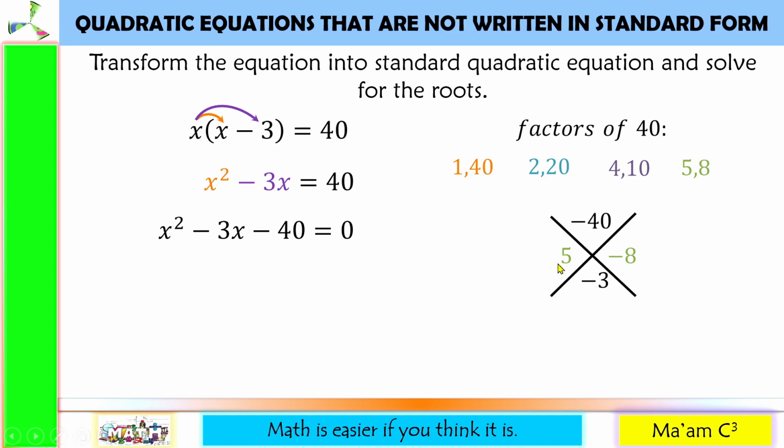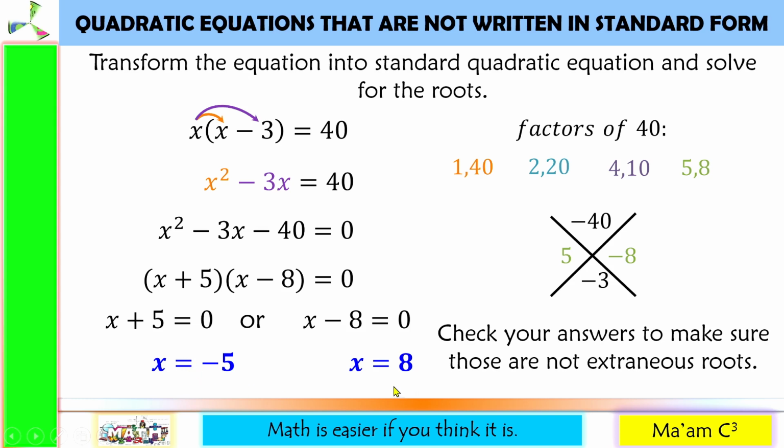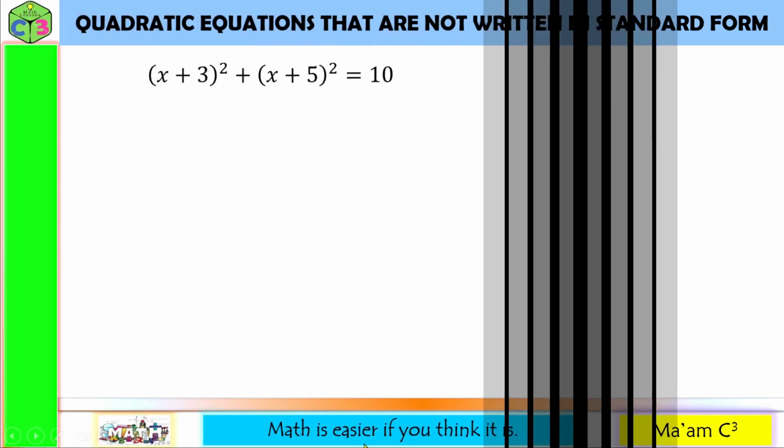x plus 5 times x minus 8 equals 0. So we have x plus 5 equals 0 or x minus 8 equals 0. x plus 5 equals 0, x equals negative 5. x minus 8 equals 0, x equals positive 8. From what you have learned, we have to check our answers to make sure that our roots are not extraneous roots. Let us have another example.